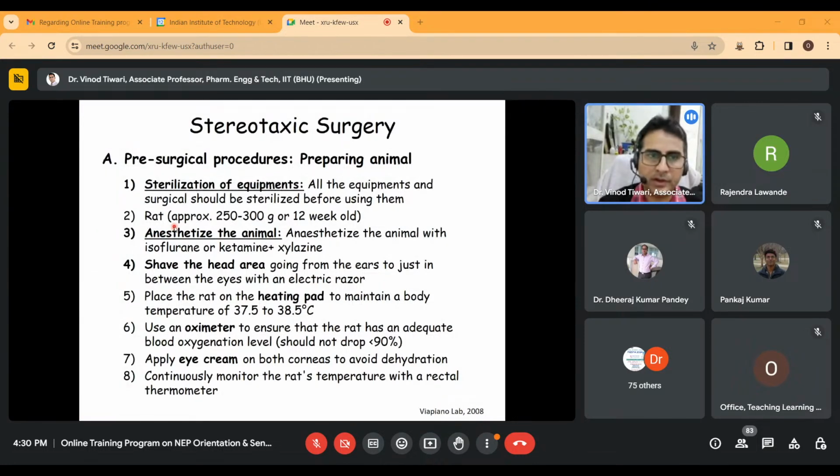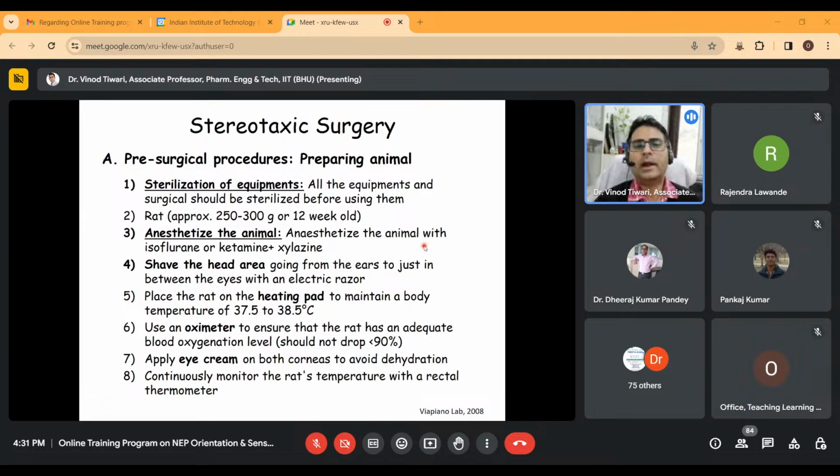If you're performing the surgery on rats, you can use mice as well, which are around 25 to 30 grams. And we generally prefer animals which are adult and healthy basically. Sometimes you have to go for small animals as well, depending upon the objective of your study. But in most studies, we use adult animals which are healthy, almost 8 to 12 weeks old. And then we go for anesthetizing the animal.